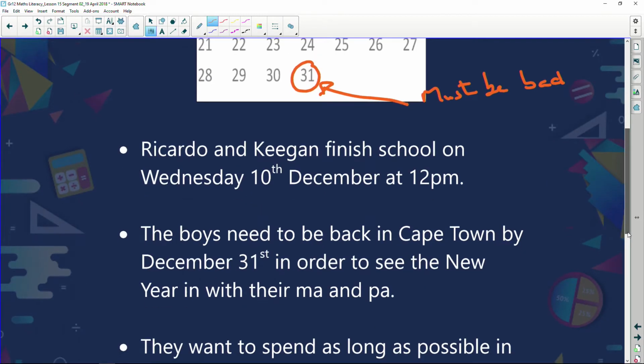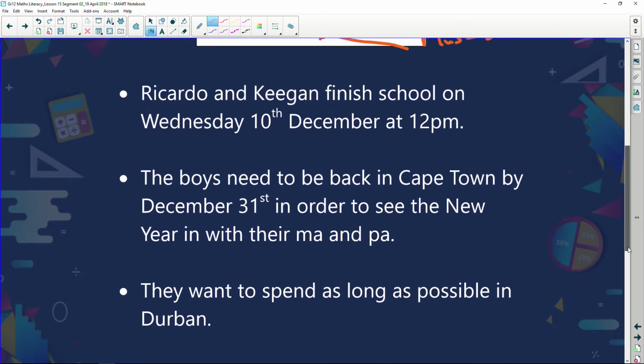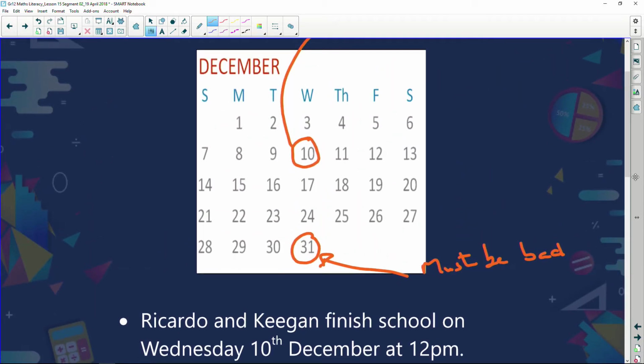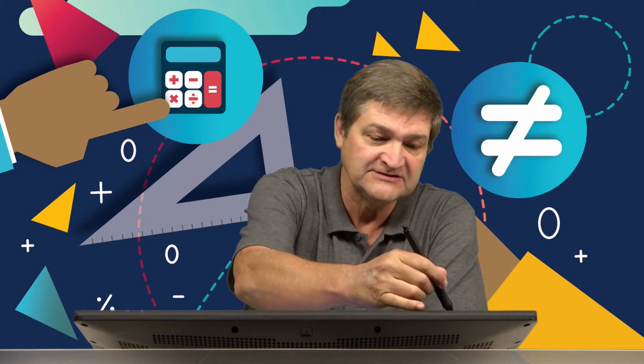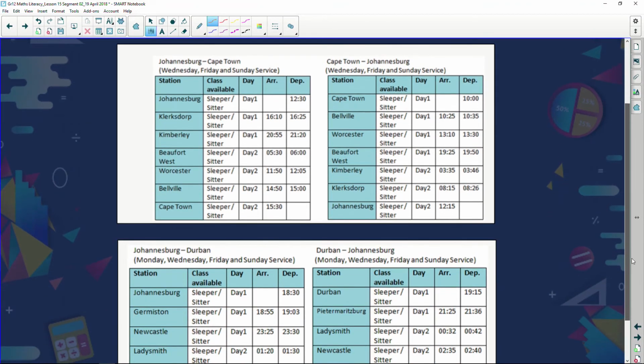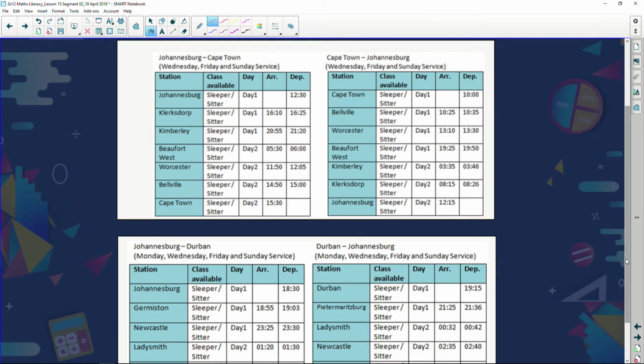Now, they want to spend as long as possible in Durban. So guys, if they're wanting to spend as long as possible in Durban, they want to leave as soon as school breaks up. But when do the trains leave? So let's look at our train timetable. Now this does get a bit complicated, and so let's just explain a few things here. First of all, we can see that we have Joburg to Cape Town, and we also have a train Cape Town to Joburg. And that's the first train we need to look at.